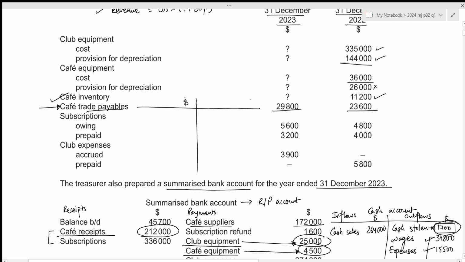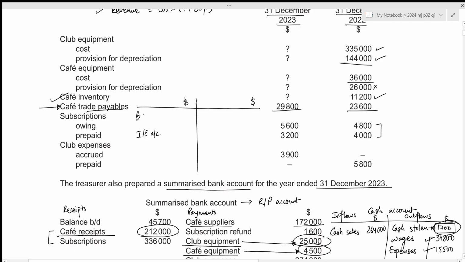So for the subscriptions account, we always need to start with the opening balances. And we have the opening balances right here regarding the subscriptions owing and subscription prepaid. And in this case, I'm just going to write down the amounts and not the heading because that is not the important part. We just need to calculate the value that would be recorded within the subscriptions account under the heading of the income and expenditure account. And that will always go on the debit side.